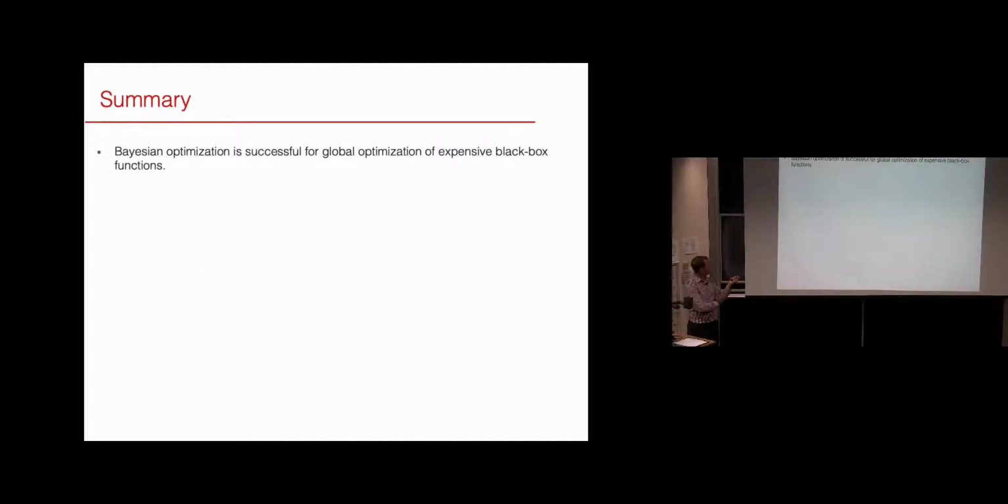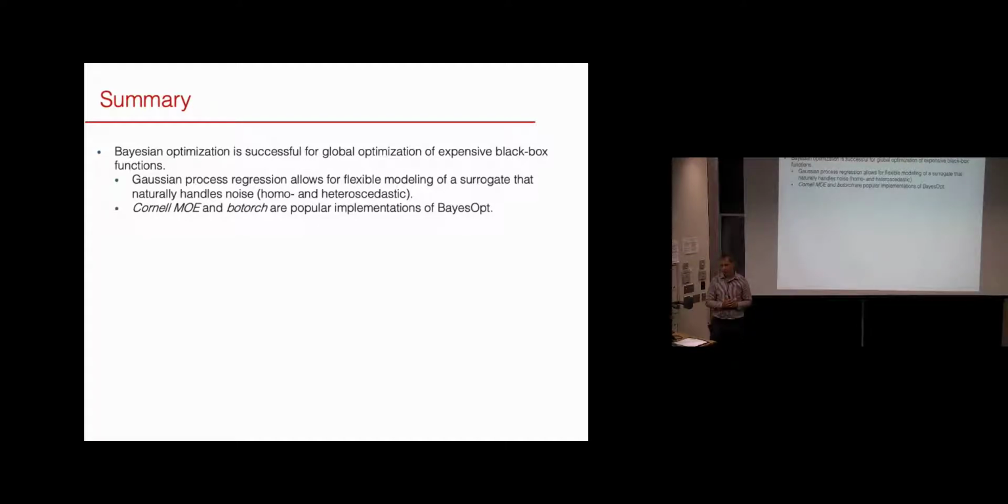Okay, let me summarize. I hope I've convinced you that Bayesian optimization is a powerful method to solve expensive black box functions. Particularly, we talked about GP regression, which is a flexible model to capture the uncertainty and do regression on these kinds of smooth functions. And I would like to point out that Cornell-MOE, Dragonfly, and BoTorch are popular implementations that are easy to use if you have any Bayesian optimization problems. My recommendation is to try one of these.